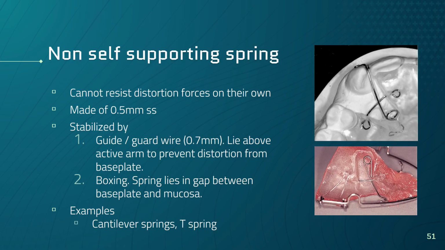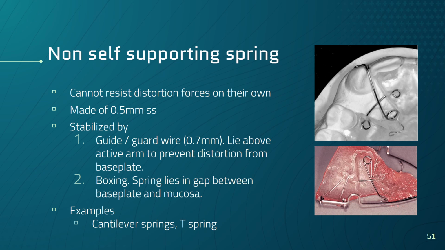Okay, the non-self-supporting springs cannot resist distortion forces on their own, and they are usually made from very flexible 0.5 millimeter hard stainless steel wires. Now, there are two ways of stabilizing such springs. One is to place a guard wire made from 0.7 millimeter stainless steel wire, and this will lie above the active arm to prevent distortion from the base plate.